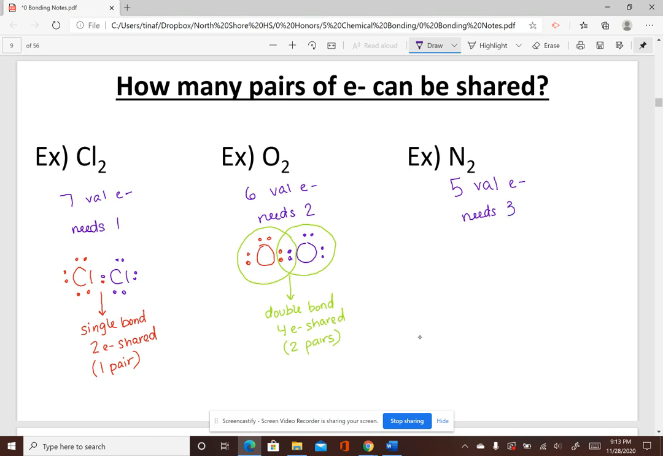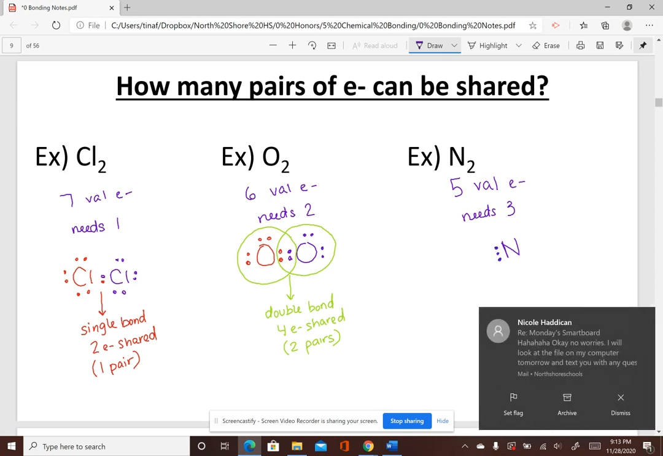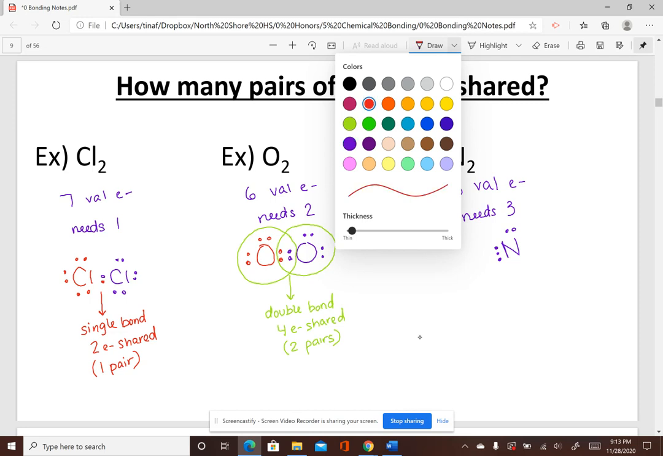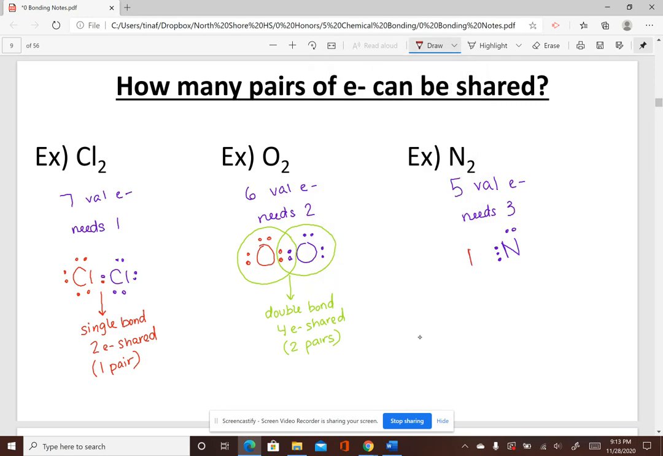Right? So the nitrogens, instead of sharing 1 or 2 with each other, they actually need to share 3 with each other. So 1, 2, 3, 4, 5. And this one is going to share 1, 2, 3, 4, 5.